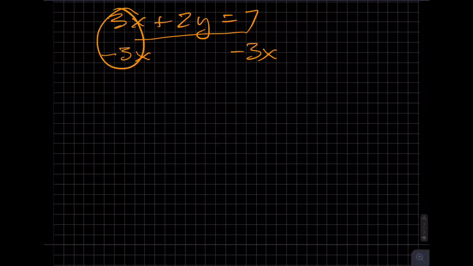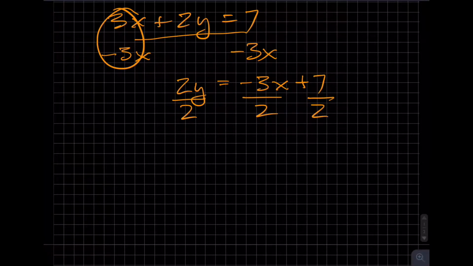Why? Because I want this term to be 0. So I'm just left with 2y on the left-hand side. That gives me negative 3x plus 7 on the right-hand side. And here I want to divide both sides, or I prefer to say divide all terms by 2. Why? Because I want this 2 divided by 2 to become a 1, so I'm left with just a y. That gives me negative 3 halves as my coefficient of x plus the 7 halves.